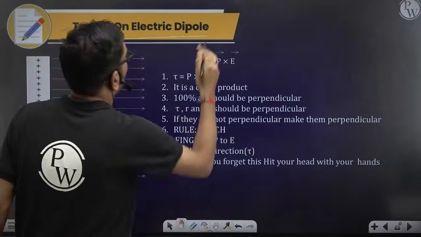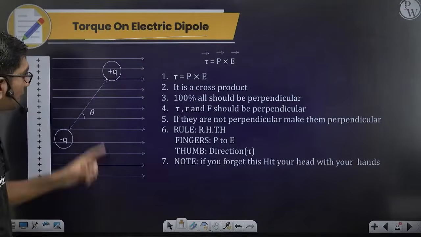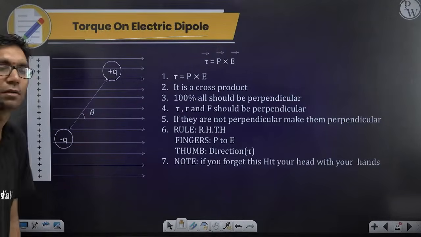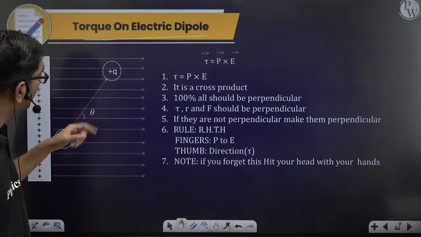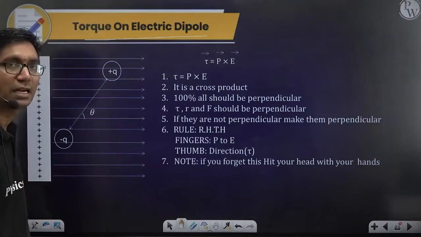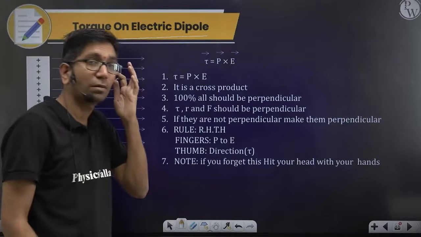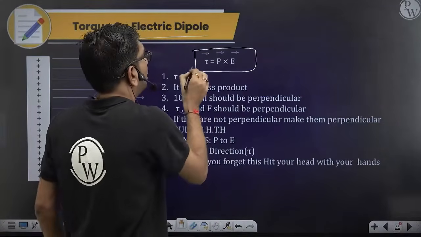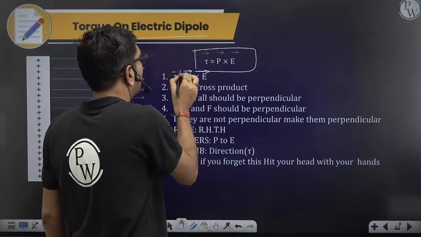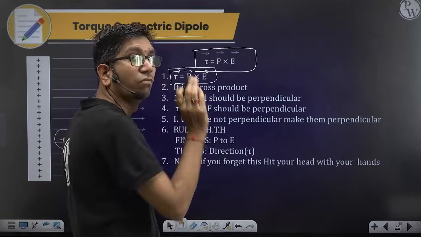Torque on an electric dipole. When you keep a dipole in an electric field at some angle theta, what happens? Of course, it will be rotating like this, right? So, the torque formula, the turning effect. Remember this one, 100% you have to remember, beta. Very, very important it is.